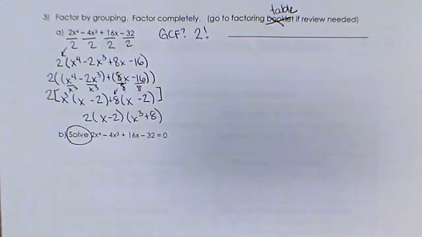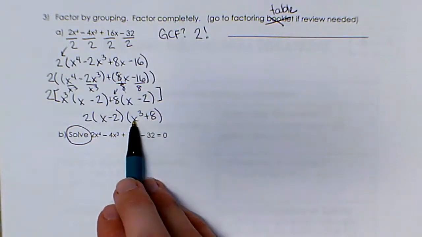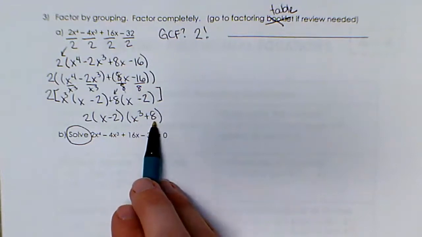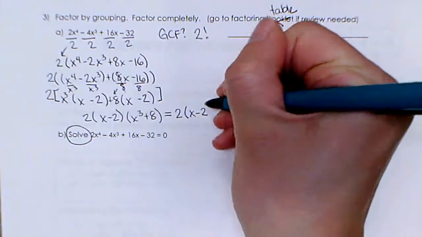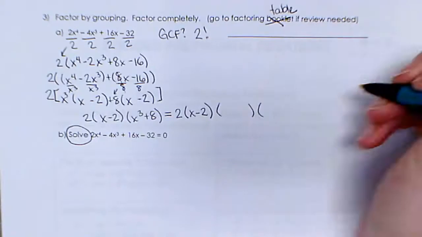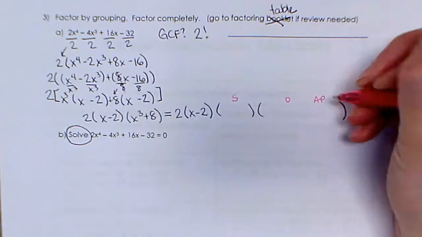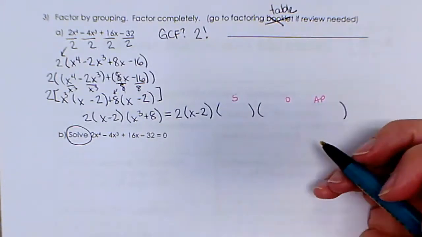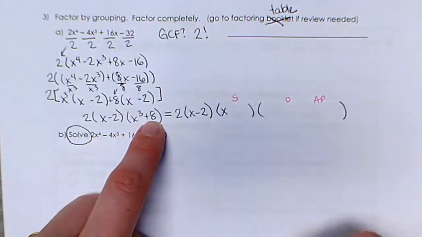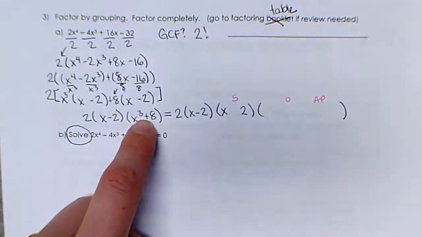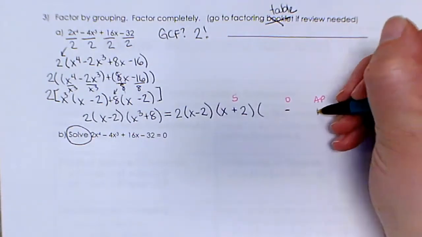Well, wait a second. I notice that this is a sum of 2 cubes. The cube root of x cubed is x, and the cube root of 8 is 2. So I can break this up even more. The GCF and the x minus 2 stay. However, if I use SOAP, the cube root of x cubed is x. The cube root of 8 is 2. The sign is a plus sign. The opposite sign would be a minus, and then always plus at the end.